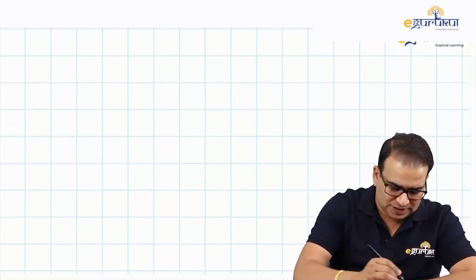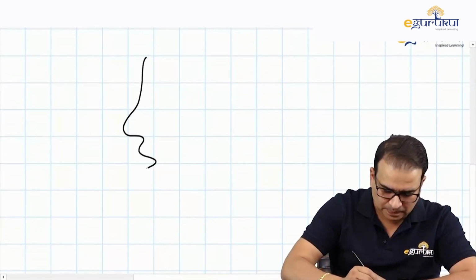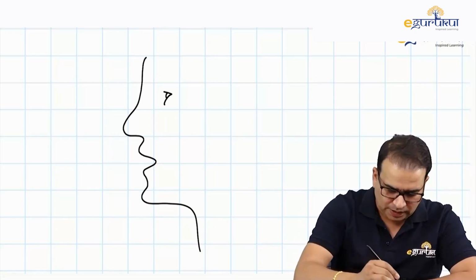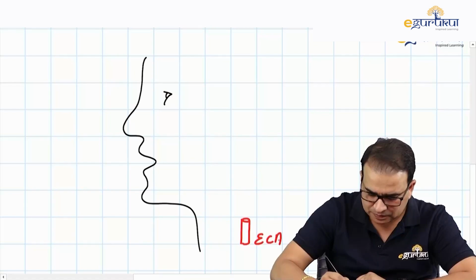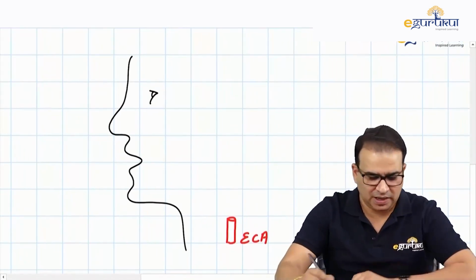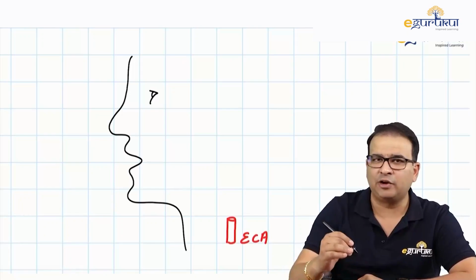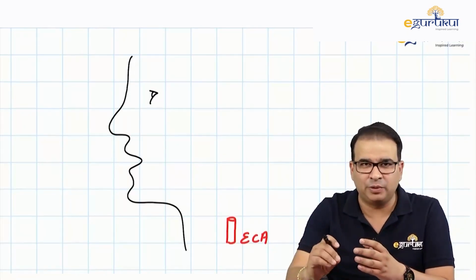So let's presume this is the side of the face. And as we already know, the facial artery is a direct branch from the external carotid artery. So here is the external carotid. One of the anterior branches of the external carotid is the facial artery. The level of beginning of the facial artery is at the greater cornua of the hyoid bone. As a matter of fact, it is just above the greater cornua of the hyoid bone.